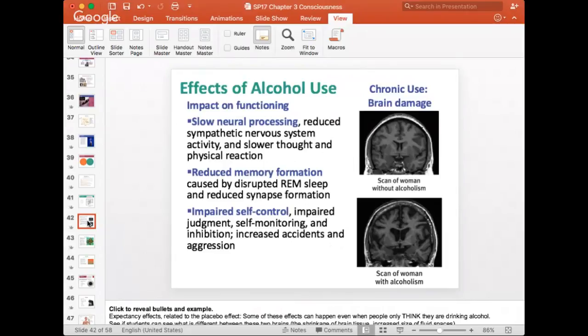So alcohol's job is to slow down your neural processing. It reduces the way messages are transmitted through your body. It totally will disrupt your memory.